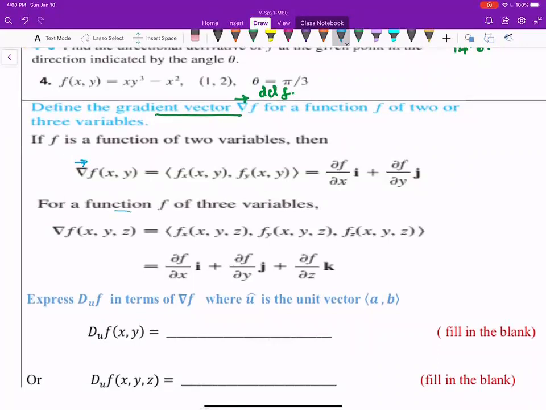For a function f of 3 variables, del f of x, y, z is fx, fy, fz. These are the x, y, z components of del f. The partial derivative of f with respect to x i, plus the partial derivative of f with respect to y j, plus the partial derivative of f with respect to z k.